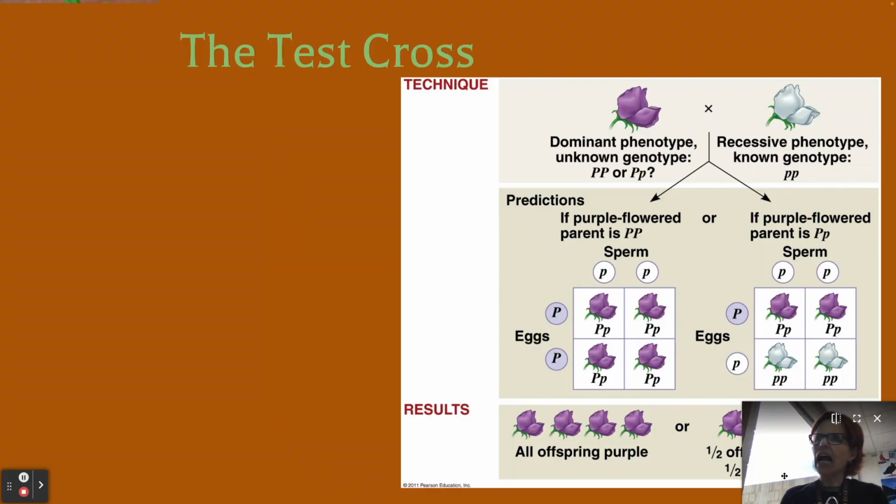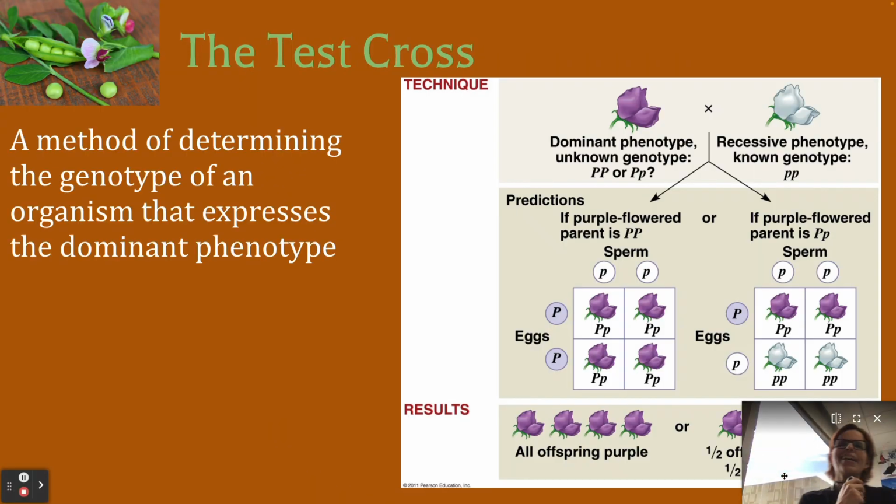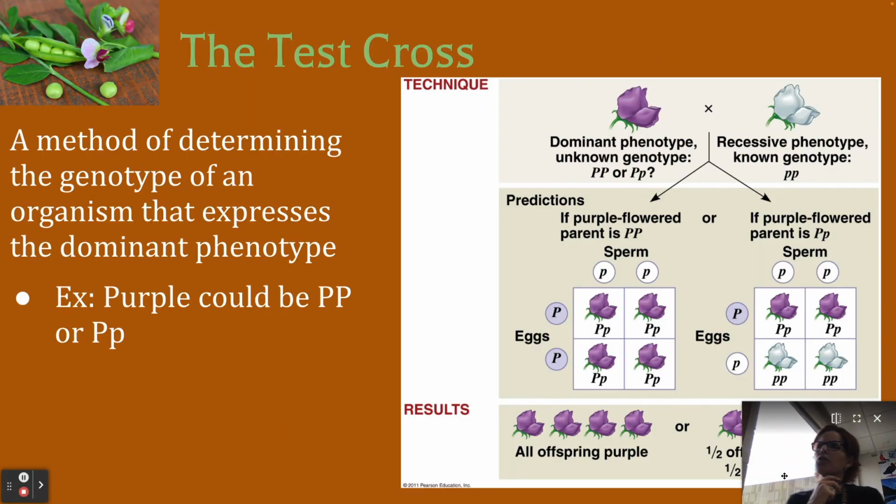Okay, moving on. The test cross. The test cross is when you have a dominant organism, an organism that's showing the dominant trait.